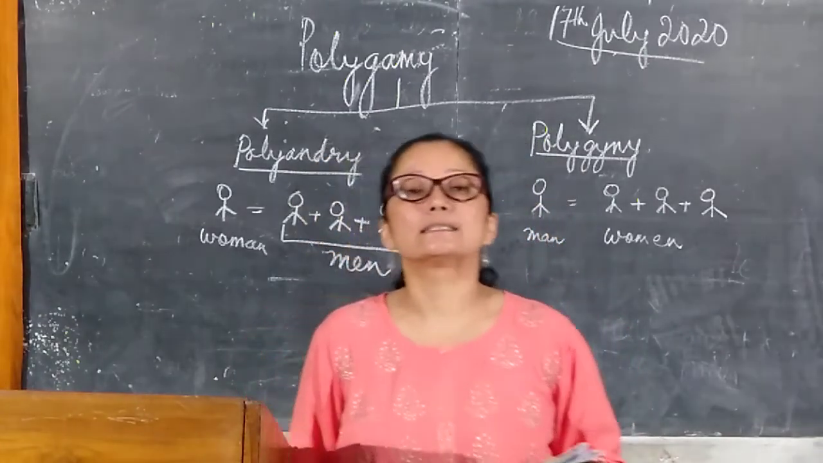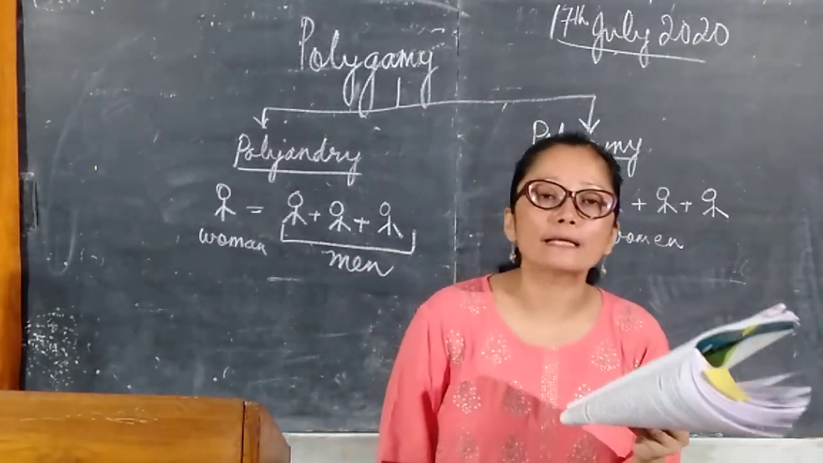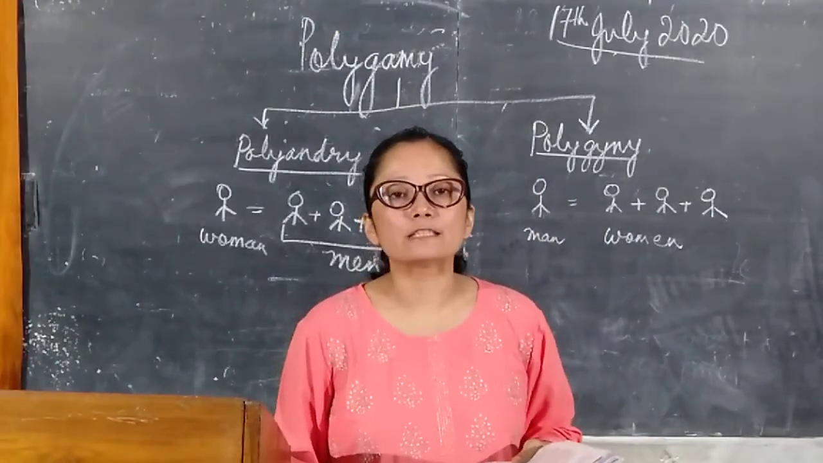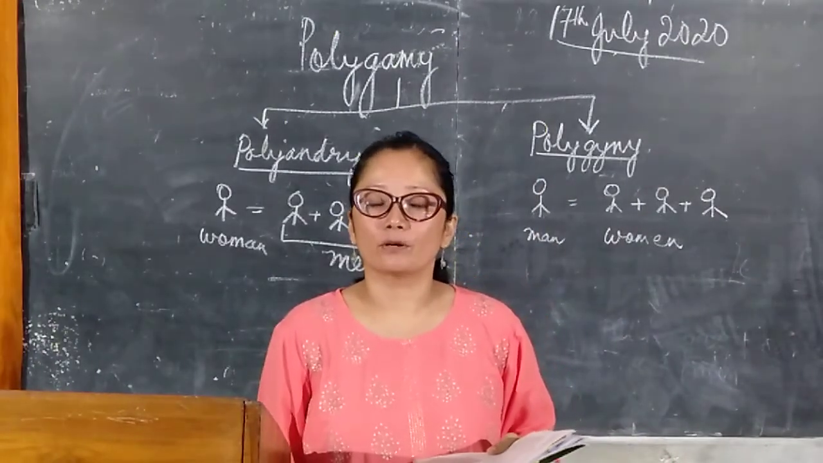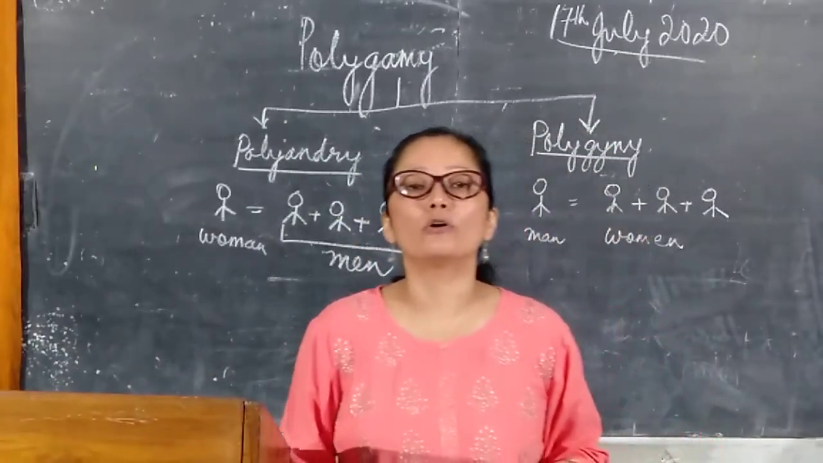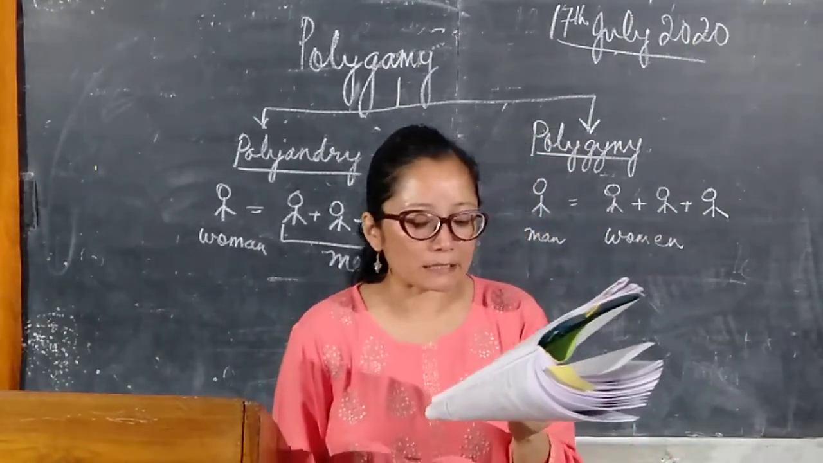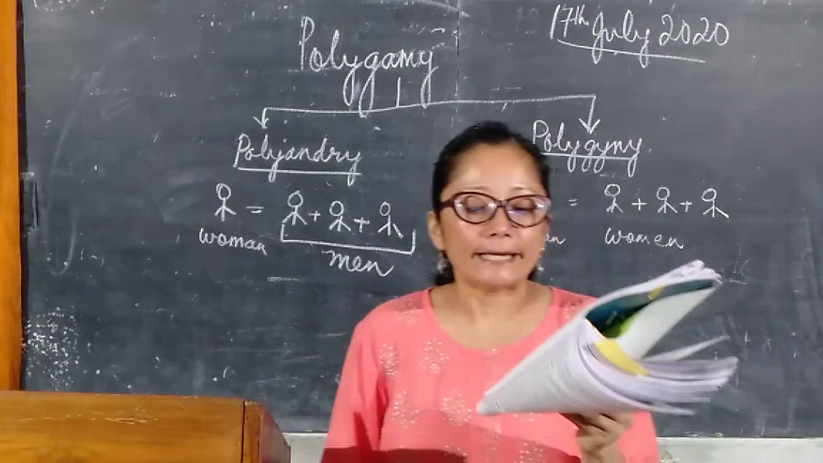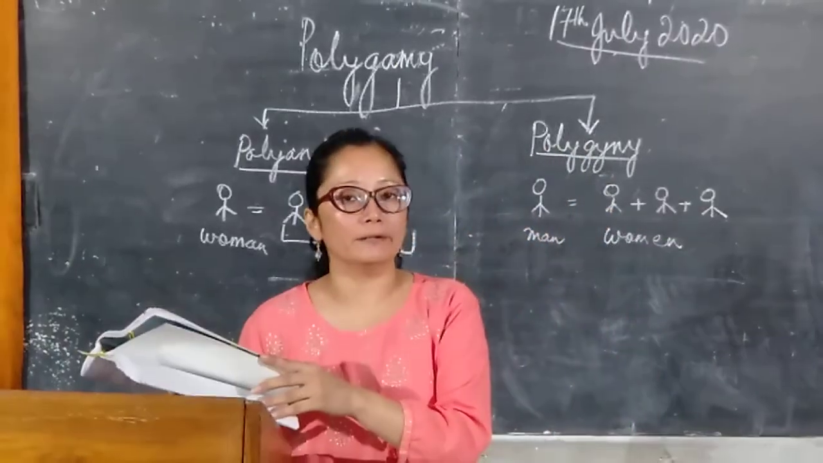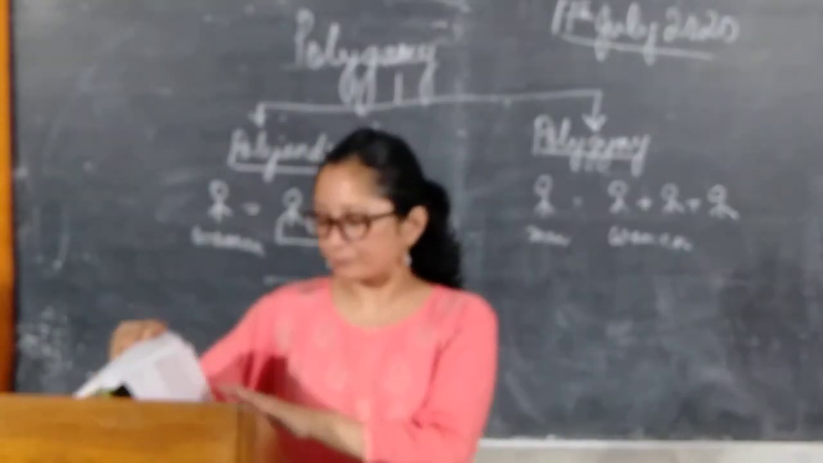Let us see some of the advantages now. It says here, polygyny implies several benefits. Benefits meaning advantages. What are the good points about getting married to more than one wife? First is, it facilitates better division of labor in the family, in the sense that the household activities are shared by more than one woman. So the first point is division of labor.